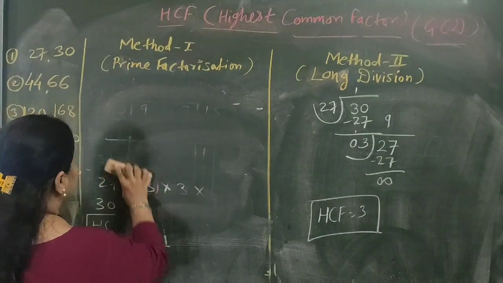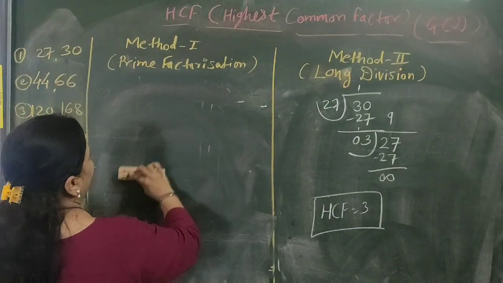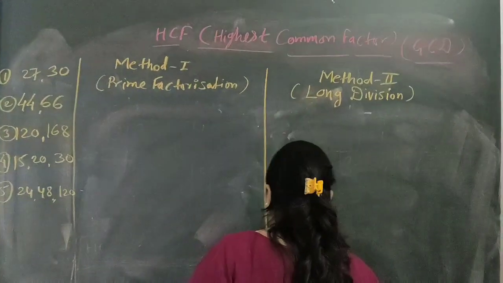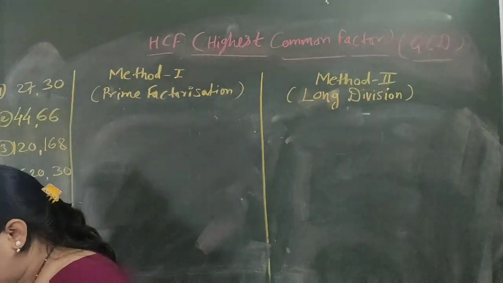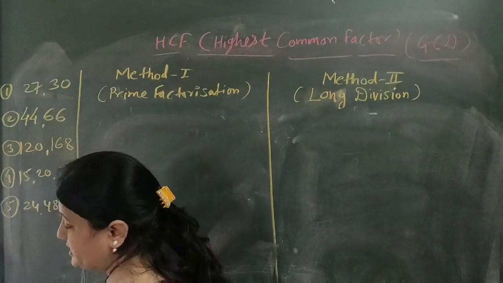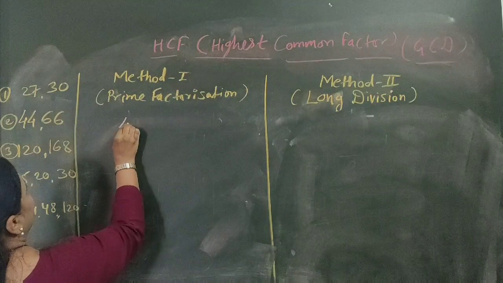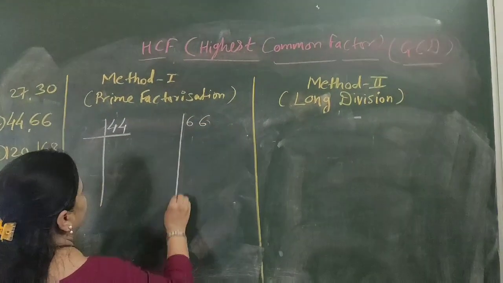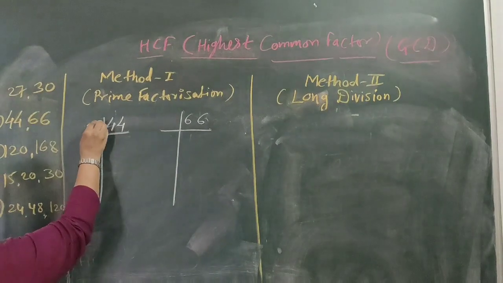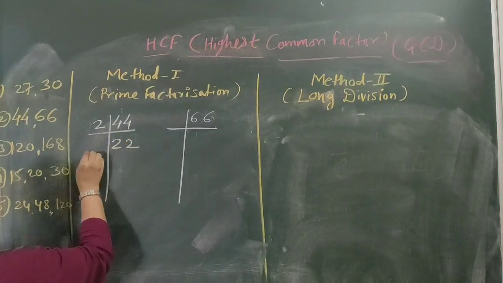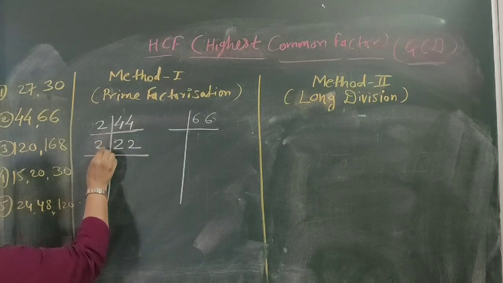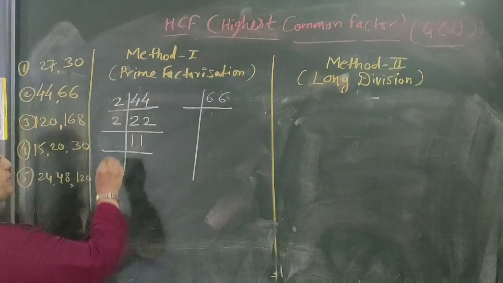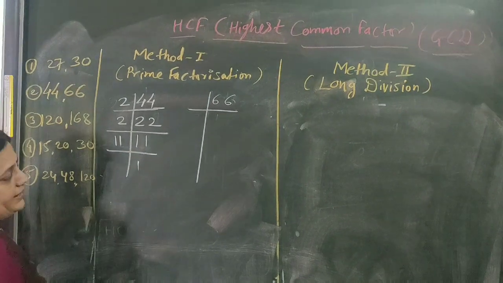See children, 5 examples I am going to explain with both the methods so that you will understand it better. See here, what is the second example now? The second example is 44 and 66. 44 is divisible by 2, 2 22s are 44. Again 22 is divisible by 2, 2 11s are 22. Now 11 is a prime number, so 11 1s are 11.